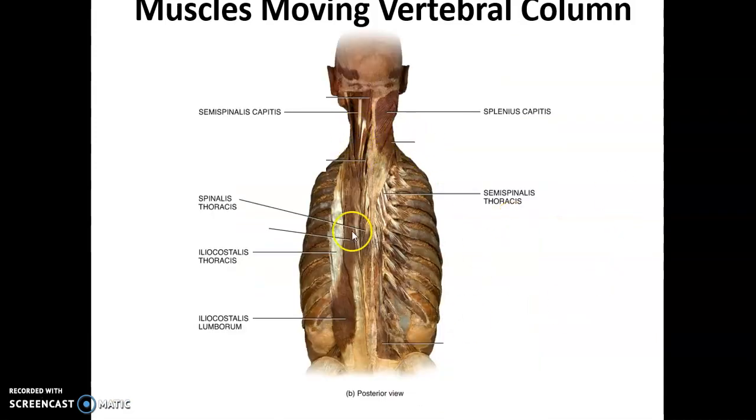And here's just a view of these muscles on a cadaver, iliocostalis lumborum, which then leads to iliocostalis thoracis. Here is semispinalis thoracis, and then right down the middle is, of course, spinalis thoracis. And you can even see up here splenius capitis and semispinalis capitis.